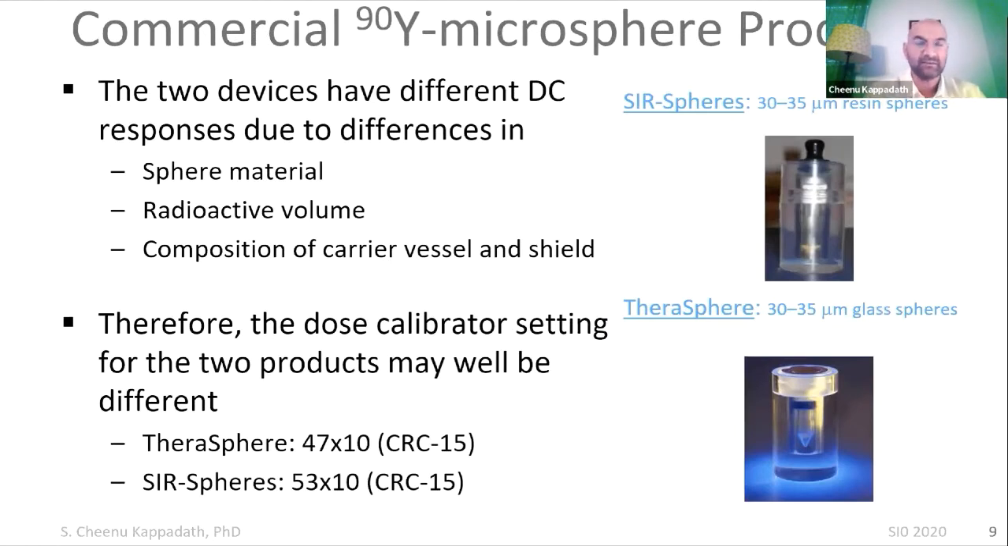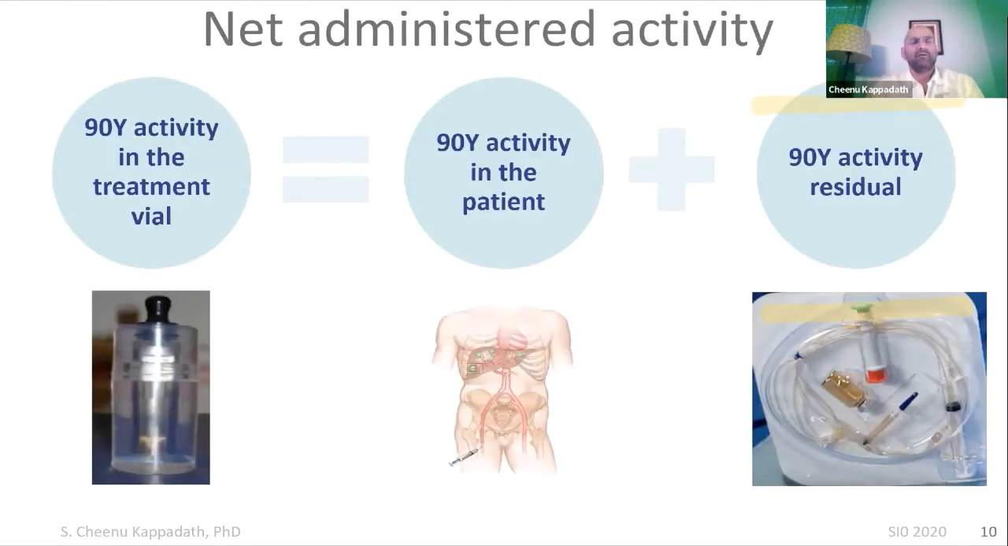So as a consequence of this, we have two products here, one out of resin and one out of glass, and their form factors are different and their carrier shapes are different as well. So, not surprisingly, the dose calibrator settings for those two radionuclides, for those two devices, are quite different. So it is very important to make sure in the nuclear clinic that the right cal settings are used to measure the right dose.